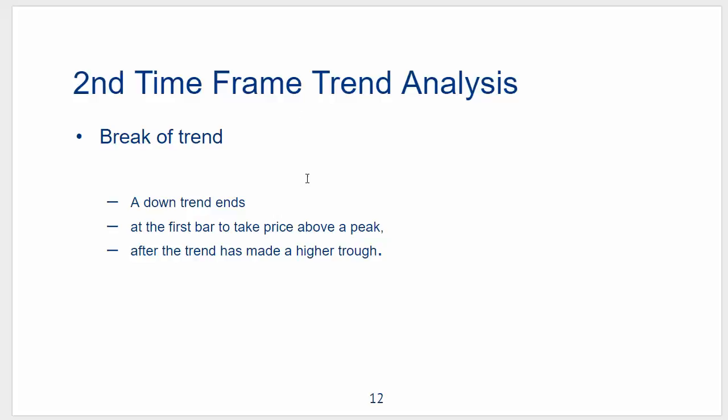Also, a downtrend is ended at the first bar to take price action above a peak, a previous peak, and it has to be the previous peak, and that's after the trending price action has made a higher trough, so the opposite configuration of peaks and troughs to the one that we've established with the downtrend.